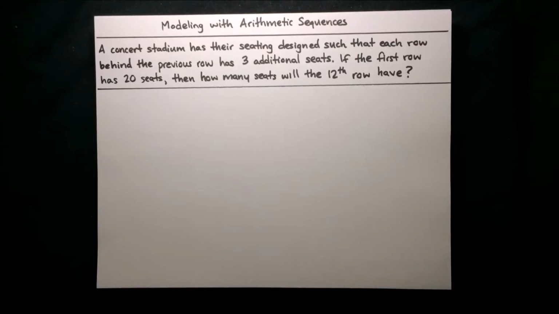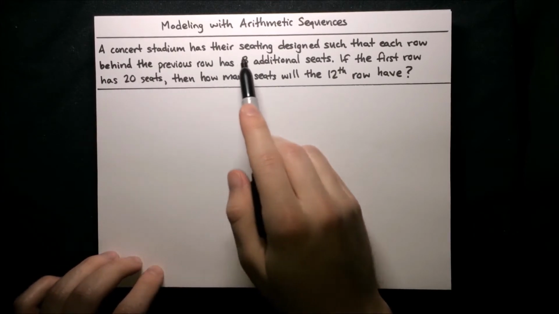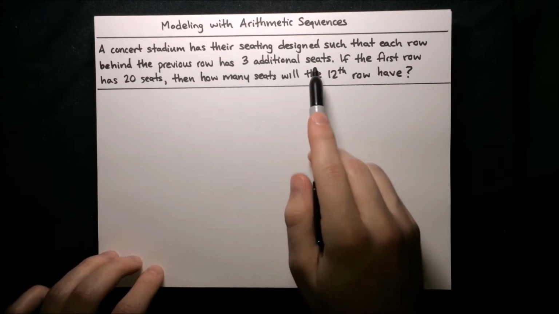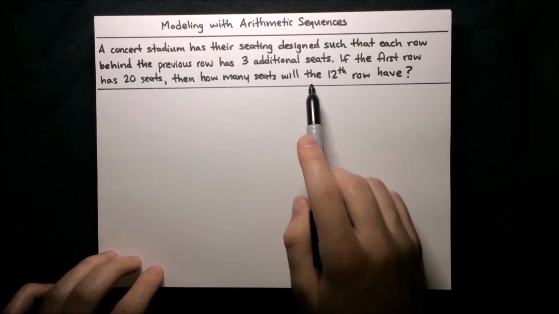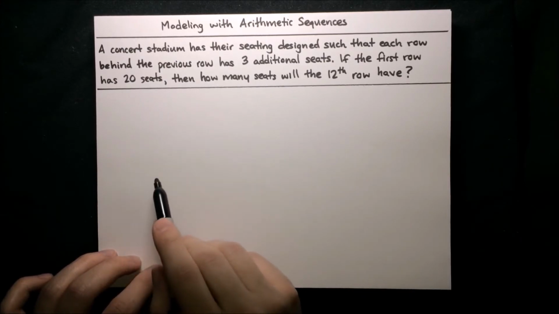In this video, we're going to practice modeling with arithmetic sequences. So here's the first problem. A concert stadium has their seating designed such that each row behind the previous row has 3 additional seats. If the first row has 20 seats, then how many seats will the 12th row have? Why don't we start by drawing a diagram of this situation here.